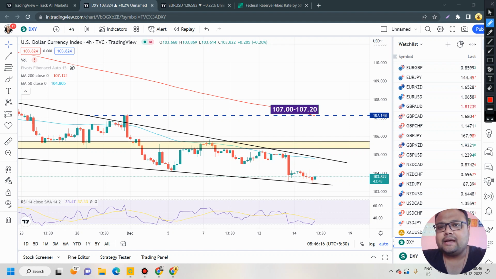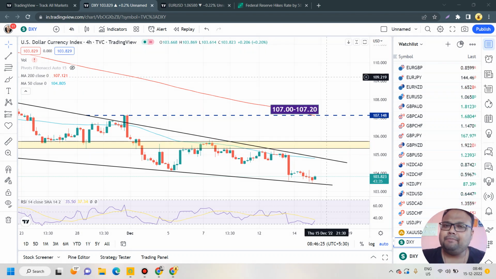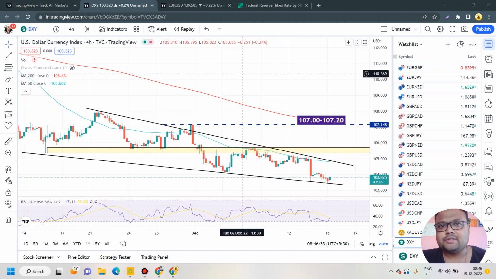First resistance is around 104.60, then we have 105.50, multiple resistances on the chart of DXY. So after CPI and FOMC, things have not changed much. More or less, the chart of DXY is still very much under the dominance of sellers.